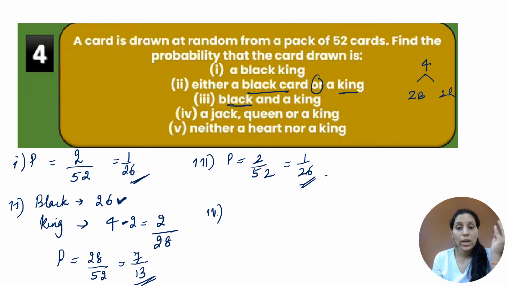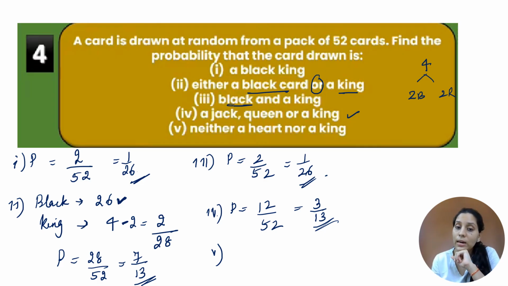Next, a jack, queen, or a king. So what are these jack, queen, king? These are all the face cards. So how many face cards do you have in set of 52? You have 12 face cards. Each suit has these 3 face cards, and you have 4 suits. So 4 into 3, 12 divided by 52, which is 4 3s are 12 and 4 13s are 52.